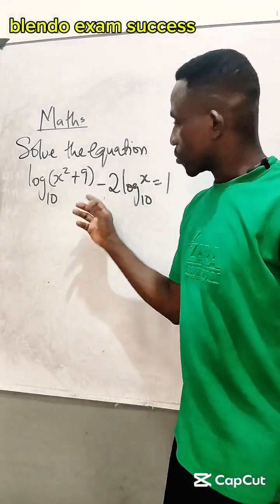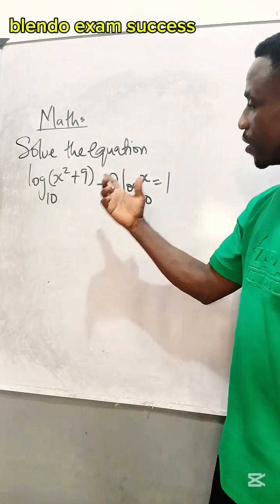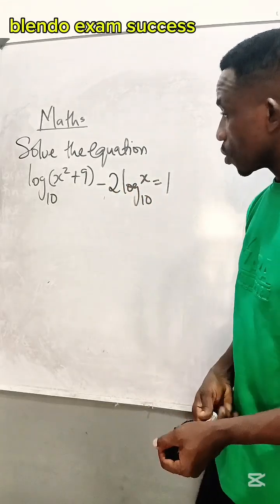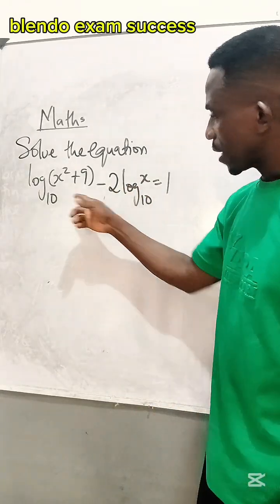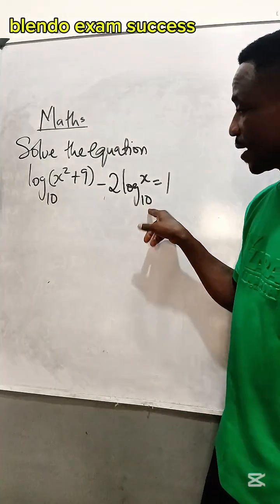Let me teach you how to solve this question on logarithm. Okay, solve the equation in this logarithmic equation. So what should we do? Look at the base. Here, base is base 10, and here is log base 10.